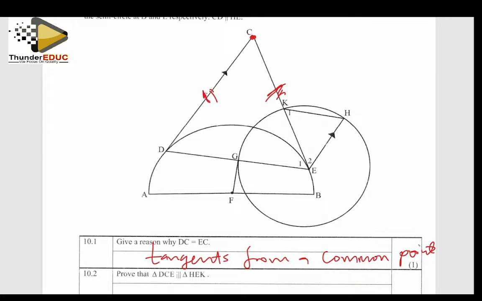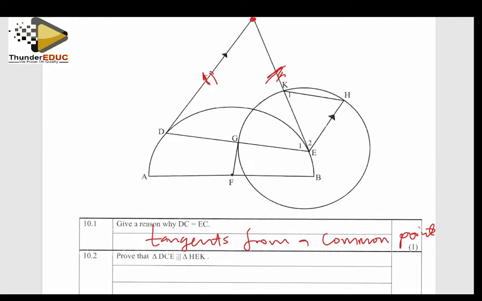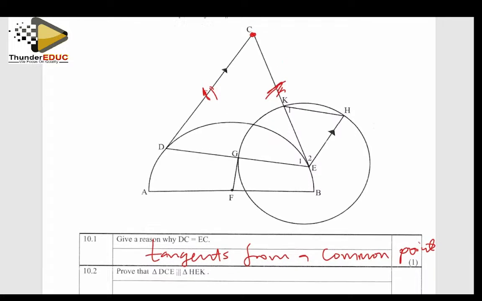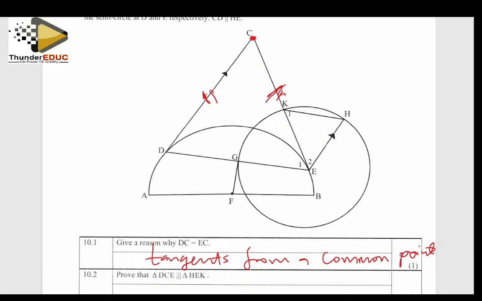So that is equal to that. Then they want us to prove that DCE is similar to HEK. What we can see is that this E2 is going to be the same as C. Okay, so E2 is the same as C. Those are alternate angles because EH is parallel to BC. That we know, we've stated.